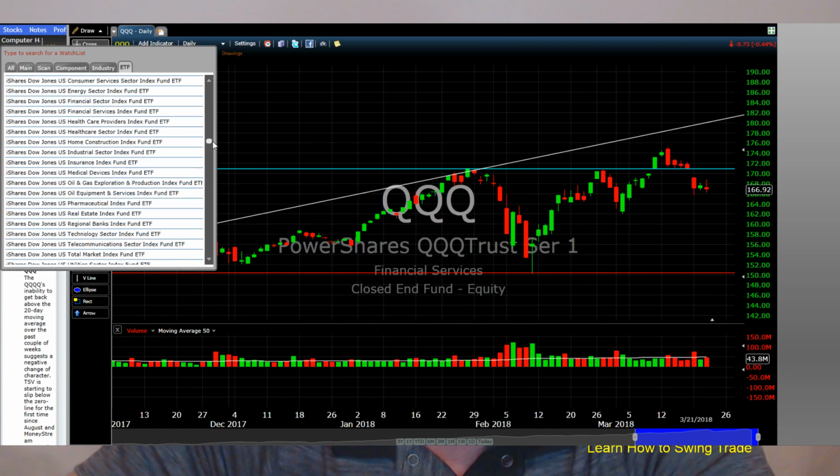There are a lot. For example, you want real estate, pharmacy index, oil equipment, oil and gas exploration, medical devices, insurance, industrial sector, home construction index fund. All these are written ETF. It means they are ETFs. You can target anything that you want. This is just an example.